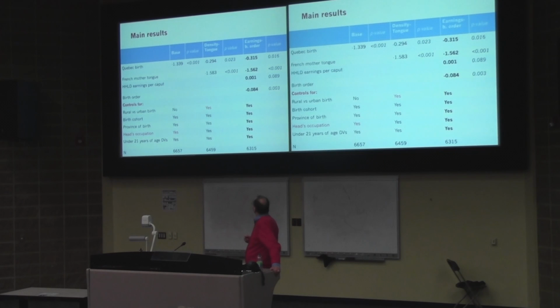Then the next column, density tongue. So here we've introduced a measure of population density, so trying to get at the healthiness of that local environment in which you were born. I think I'm remembering this correctly. So this is rural versus urban birth that we're controlling for. And French mother tongue. And of course, what we're seeing is a big negative here.